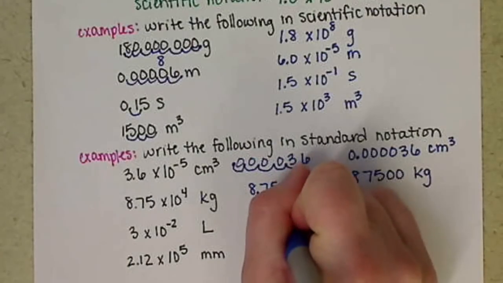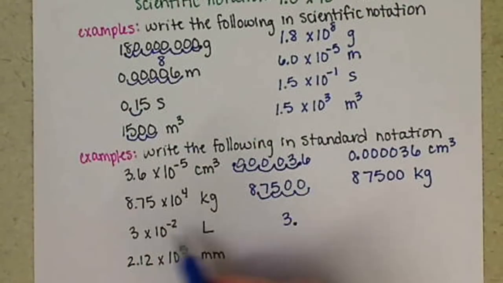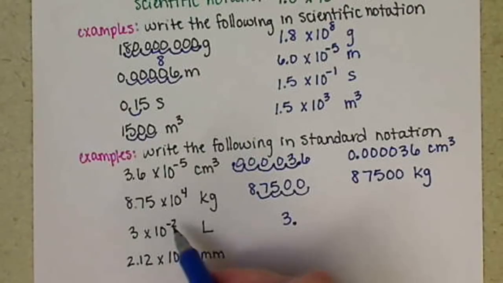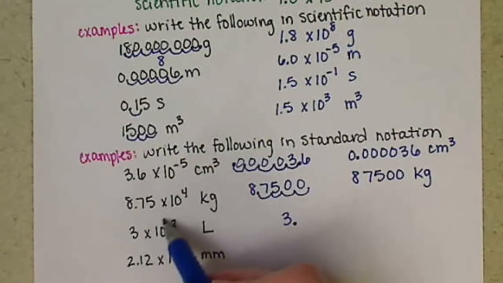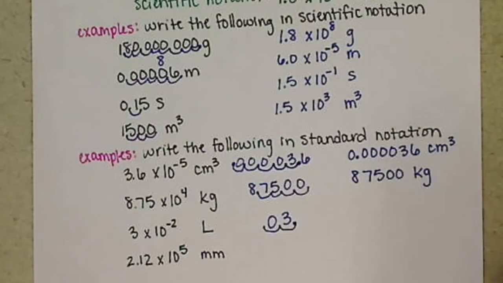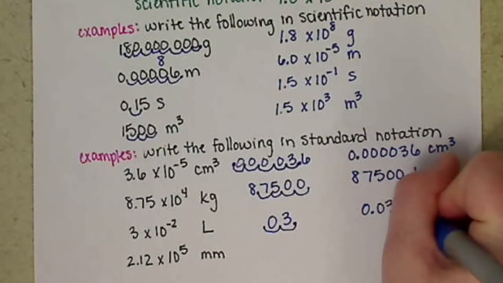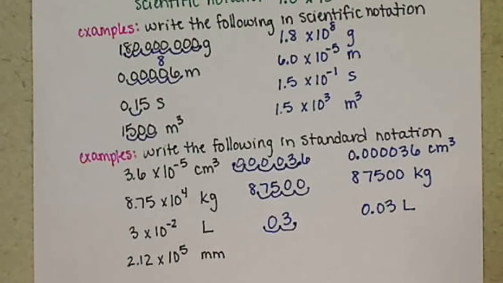For the third example, our decimal again is to the right of that 3. We're going to move it 2 times to the left because we want to make the number smaller. So we go 1, 2, add our 0. So we have 0.03 liters.